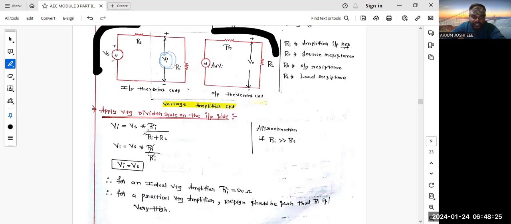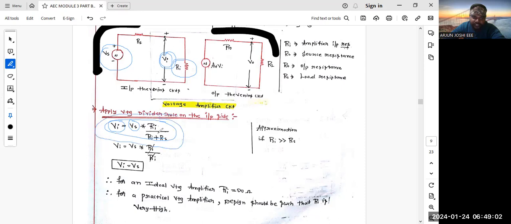So Vi on the LHS is equal to, on the right hand side, we need to write the total input voltage, Vs, into the resistance across which we find the voltage, that is Ri, divided by the sum of resistances. The resistances in series are Rs plus Ri. So this is how we need to write the voltage divider rule for the input circuit.